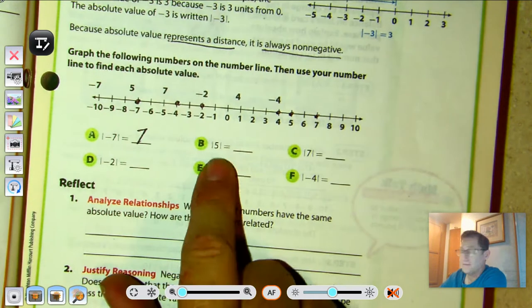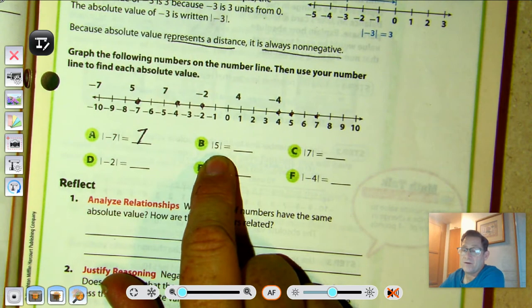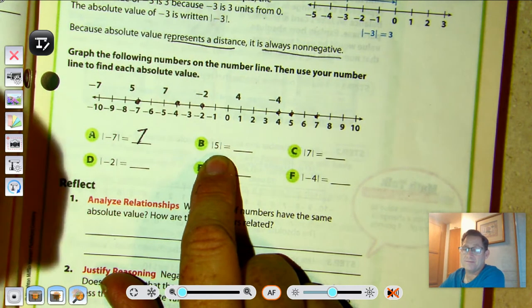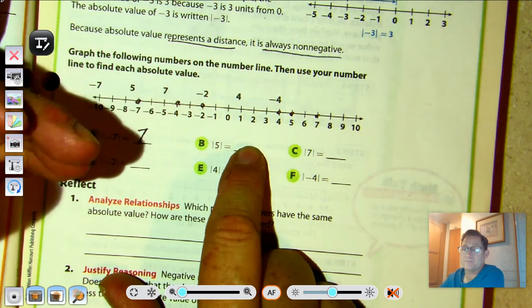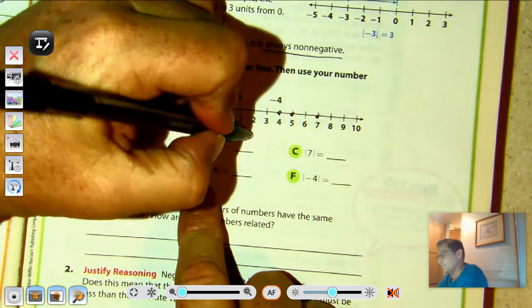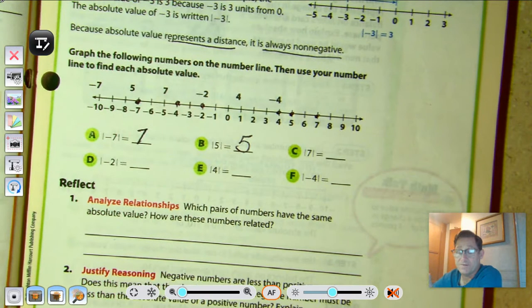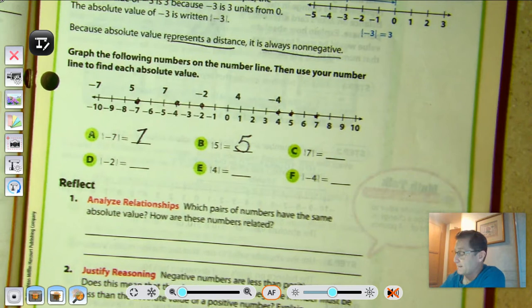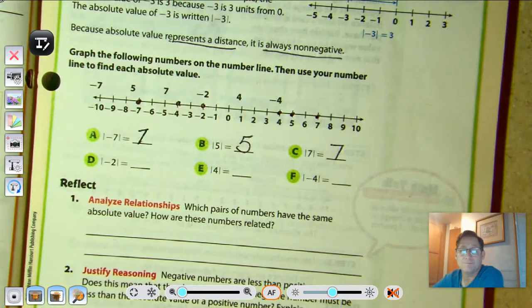Okay, B, the absolute value of 5. We know that the absolute value always has to be a non-negative number. So we never would write negative for an absolute value. So it's just 5. The distance 5 is away from 0 is 5 units. The absolute value of 7 is 7 units from 0.